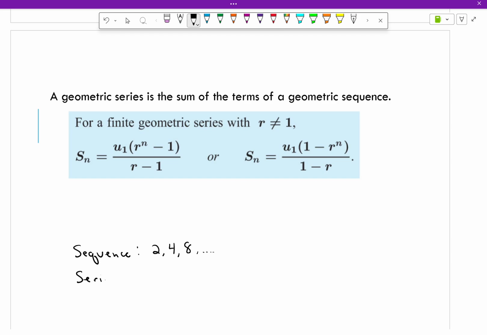A series is simply taking those values and going 2 plus 4 plus 8, and we just add up all those values. So 2 plus 4 is 6, plus 8 is 14. That would be a series where we just add up the values. Above in blue are the formulas that let us do that. They are the same formula, just two different ways of writing it. You can pick any one you want. It doesn't matter which one you use to find the sum of the series.